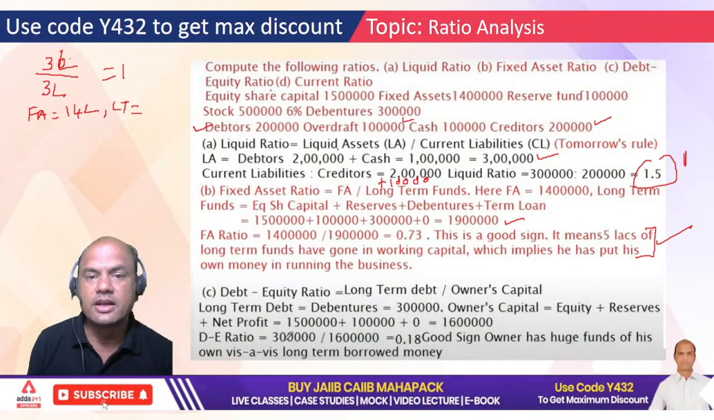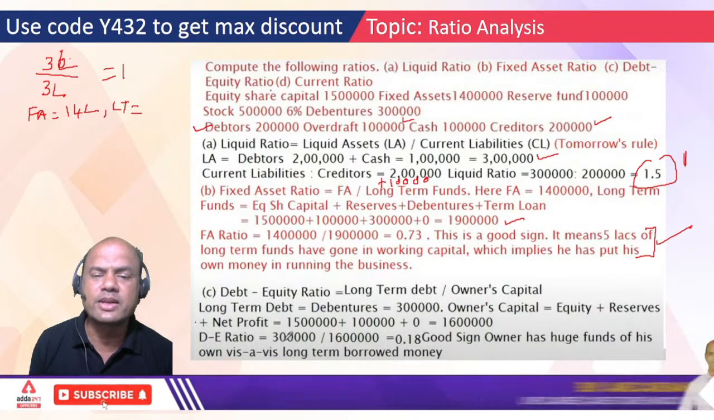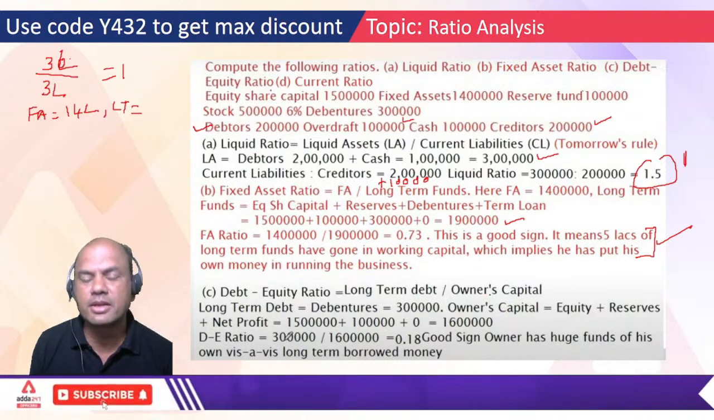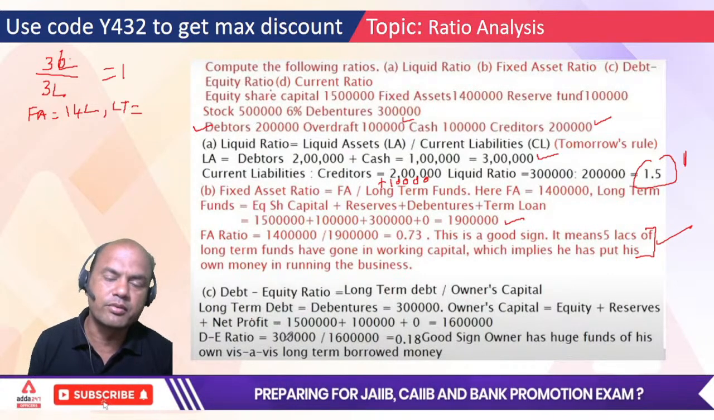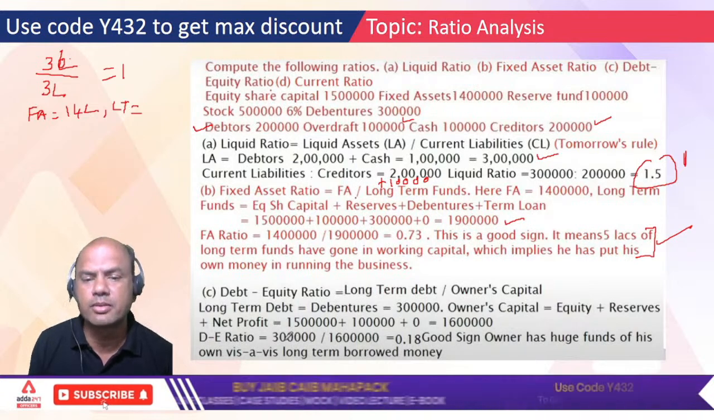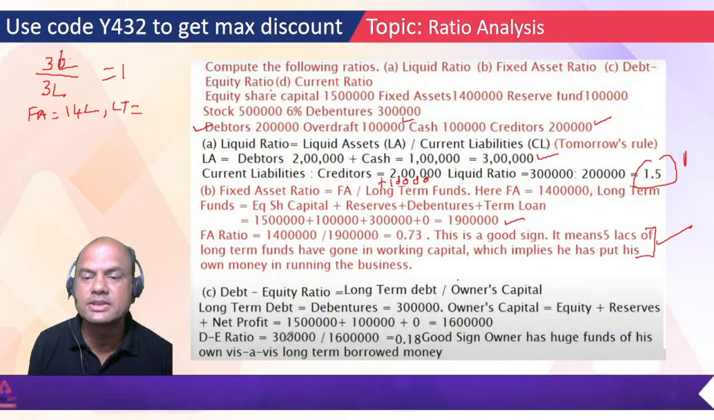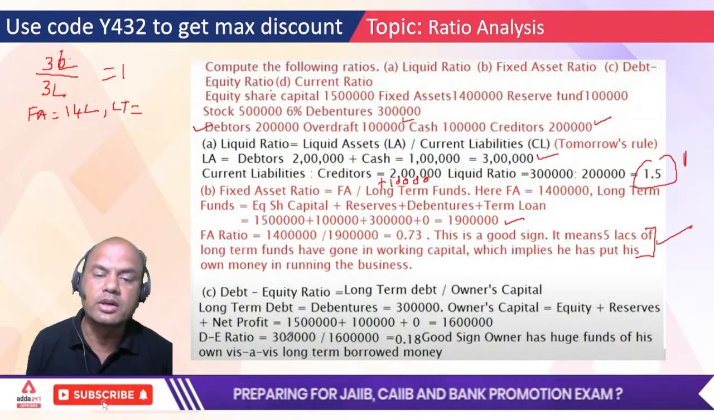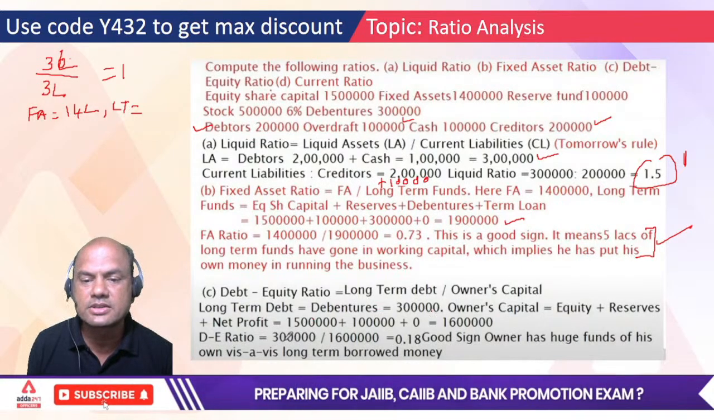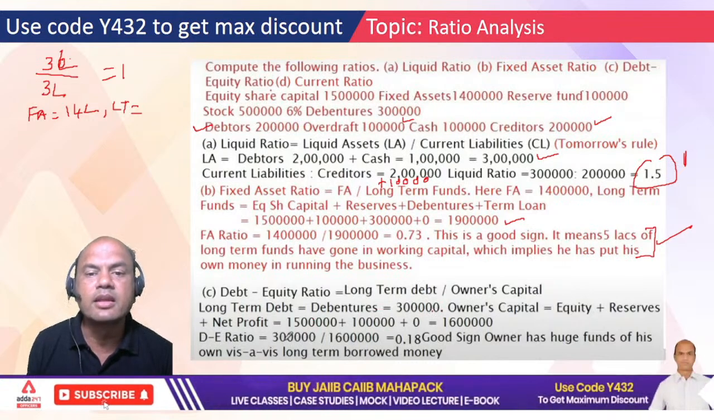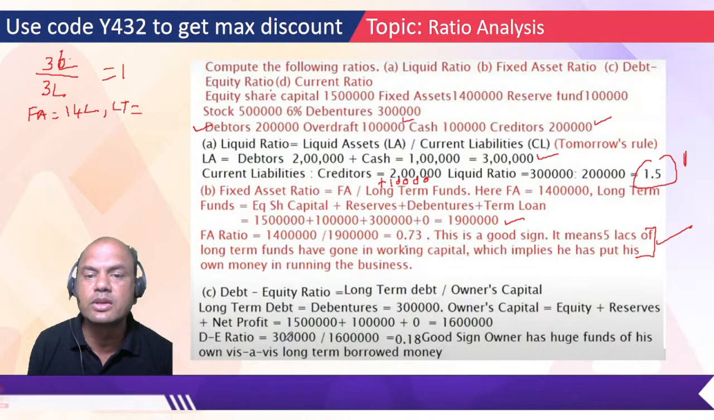Okay. Next, debt equity ratio. Debt equity is very simple. Long-term debt upon owner's capital. What are the long-term debts? Long-term debt means outside loan, and owner's capital means inside loan. So what is the long-term debt? Debentures 3 lakh. Anything else? No, only 3 lakhs, because outside loans are only debentures over here.